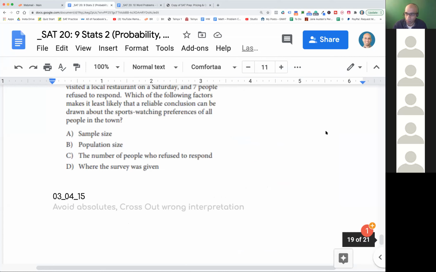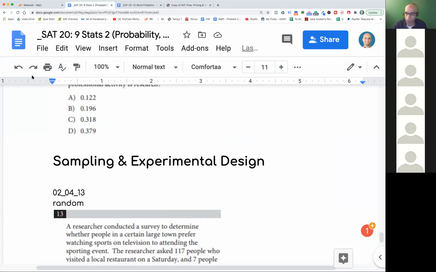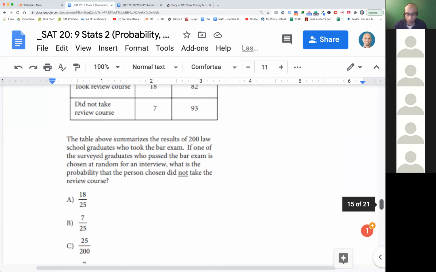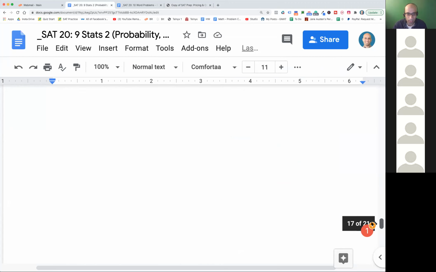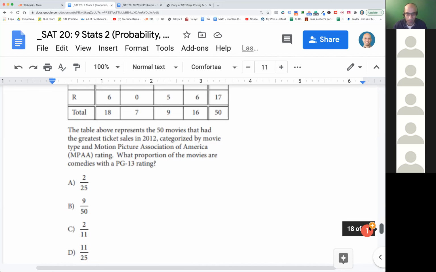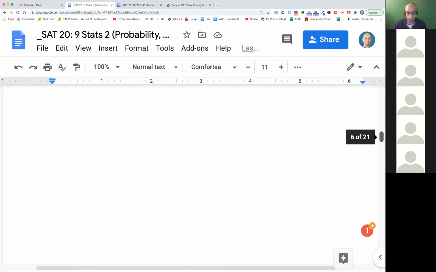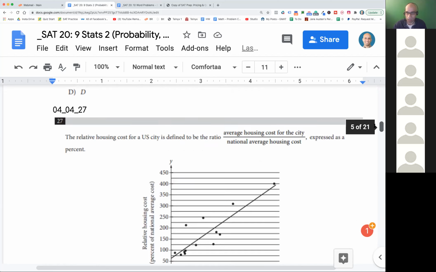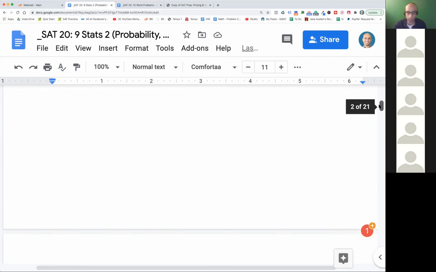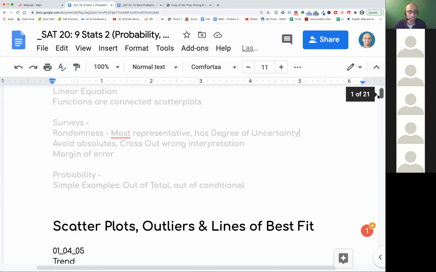We're going to talk about three important topics here. One is, of course, sampling and experimental design. Another one is going to be probability, all of these types of questions, right? What's the probability of something? They give you a table. And also, we're going to talk about scatter plots. Okay, so let's get going with all of these ideas.